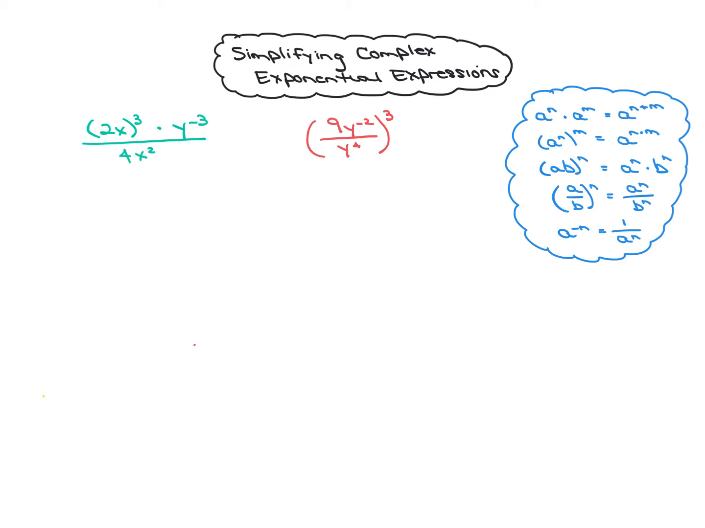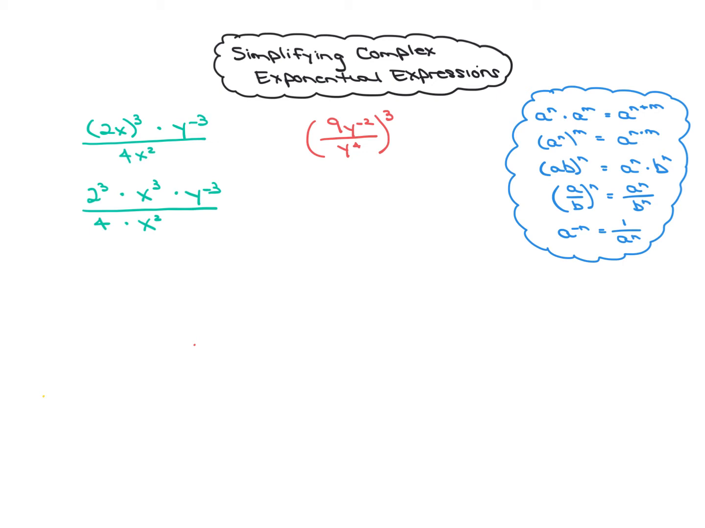What I tend to like to do is first handle these parentheses here. So I know I have a product that's being raised to a power. So that's the same as 2 cubed times x cubed, and I still have my y to the negative 3, all over 4 times x squared. As I do this too, I like to group my numbers together and then my variables together. It helps me think through this.